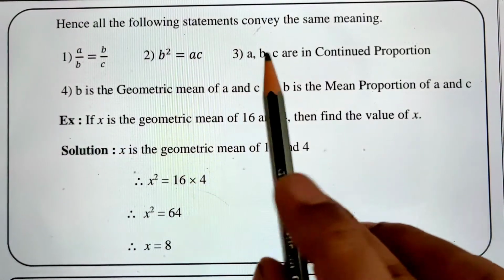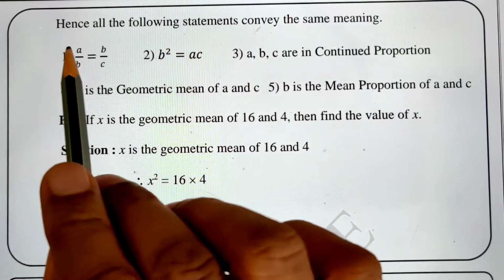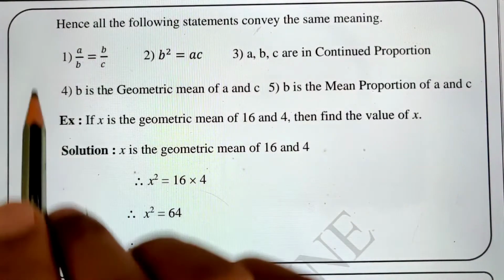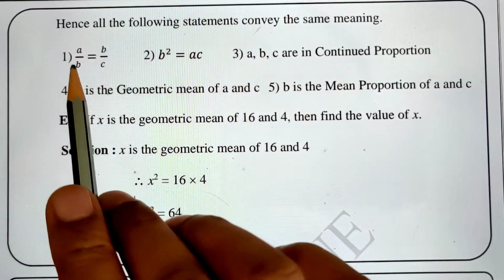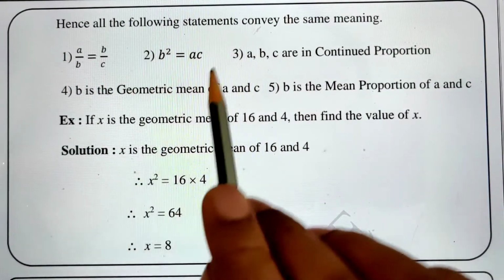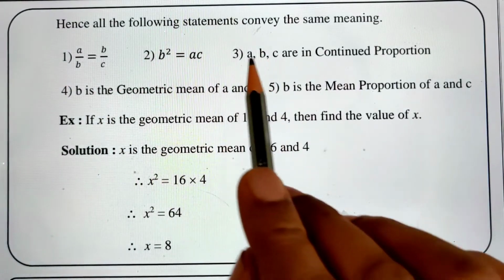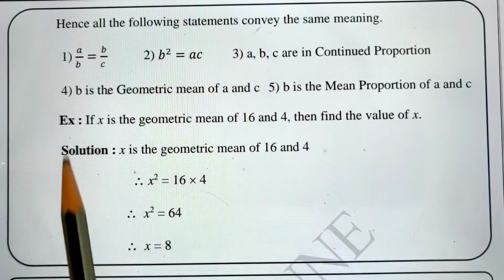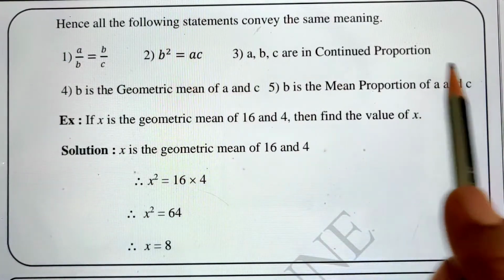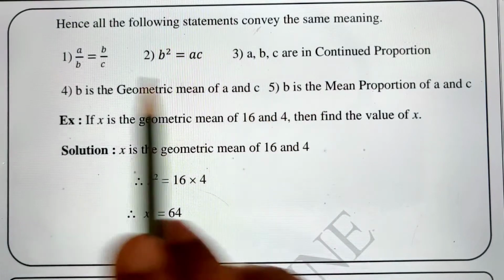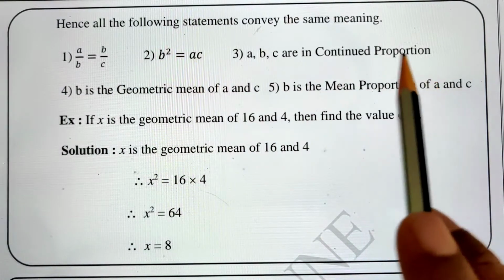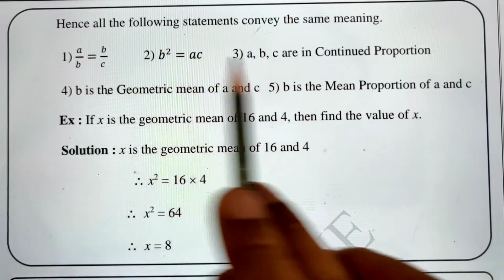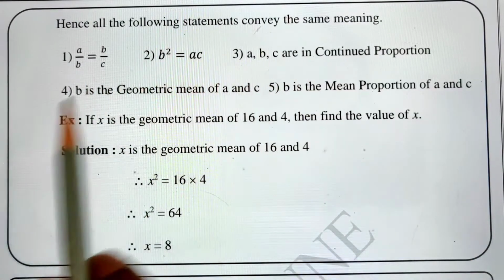Hence all the following statements convey the same meaning. If A by B equals B by C, it means these are in continued proportion. That means the same meaning: B square is equal to AC. Then again A, B, C are in continued proportion. And if A, B, C are in continued proportion, then we get A by B equals B by C and B square equals AC. That is, whichever statement is given, its meaning is the same. If A, B, C are in continued proportion, then we can write this one or this one. If B square equals AC is given, then we can write this one or this one.